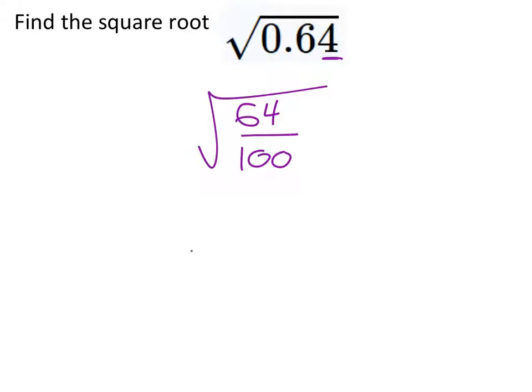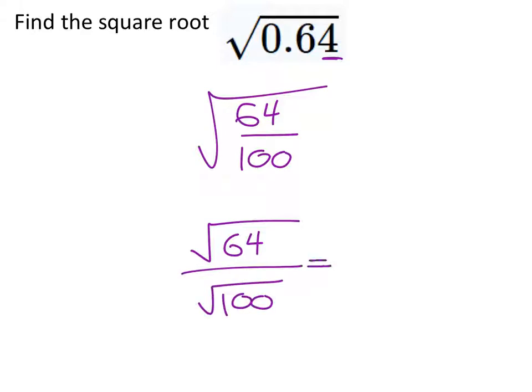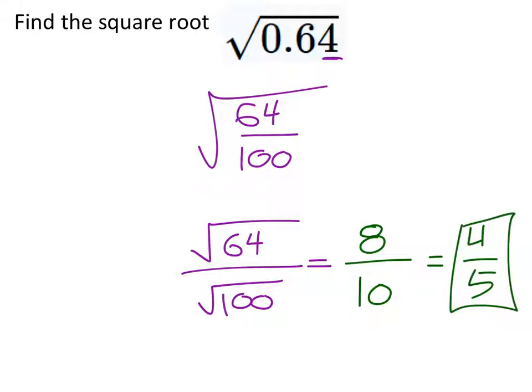And as it turns out, when we have square roots of fractions, we can split it up: the square root of 64 divided by the square root of 100. And 64 and 100 are both perfect squares. Again, it's a square thing, right? If I gave you the area of a square with the area of 64, then the side length would be 8. And we've already seen the square root of 100 is 10. And yeah, that simplifies into 4/5. So your decimal would have been 0.8, as 8/10.